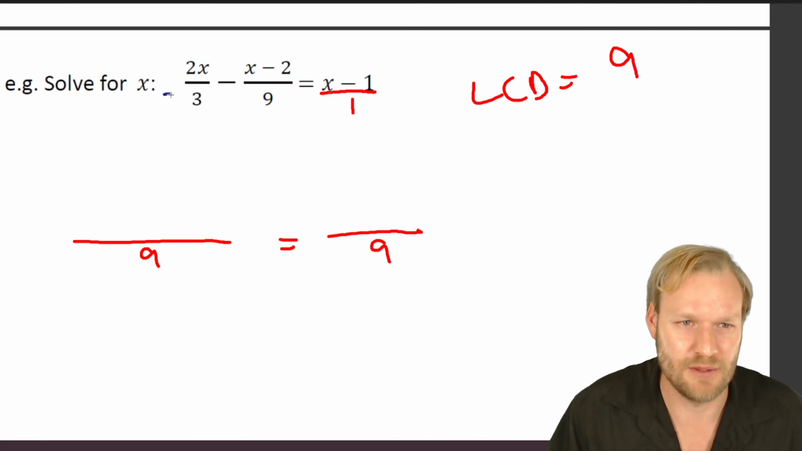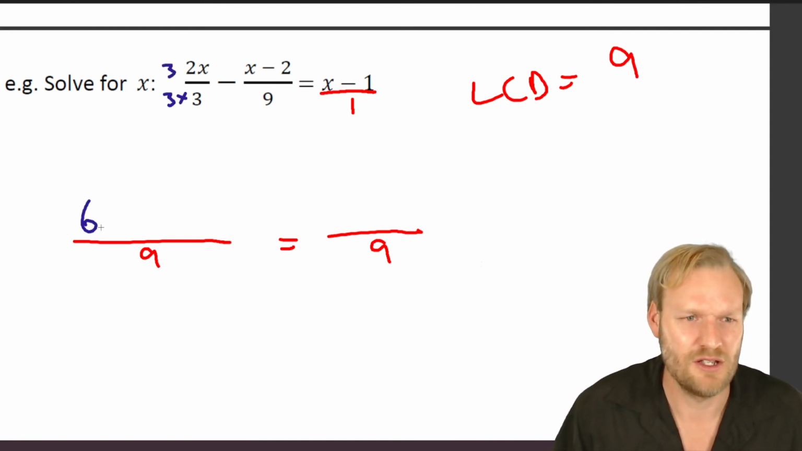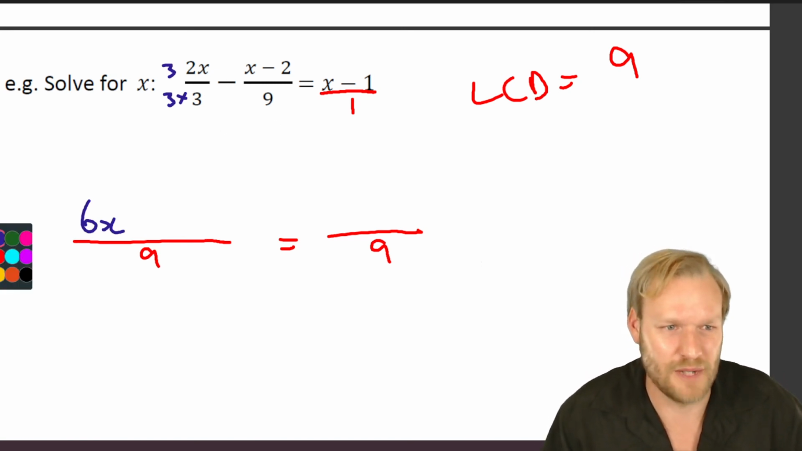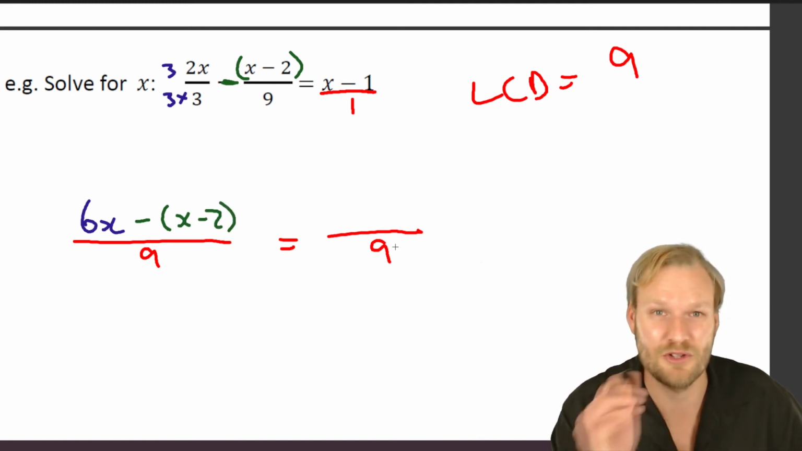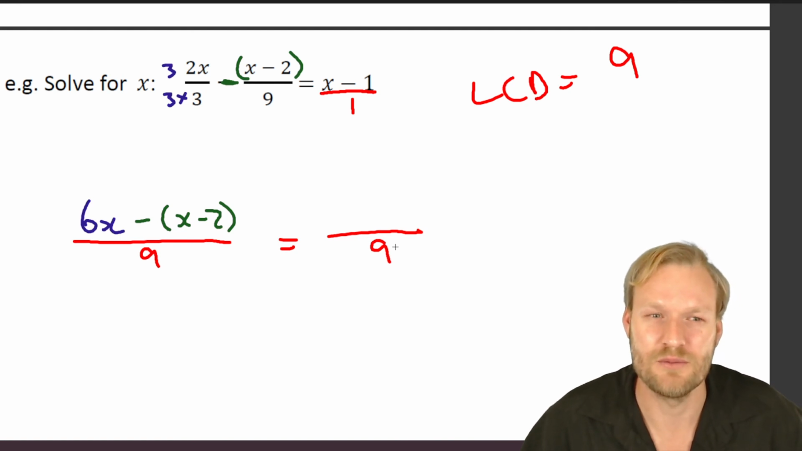So this needs to be multiplied by 3. What you do to the bottom, you do to the top. 3 times 2x, you know what? May as well write 6x over there. And we've got minus. So let's go green. So this minus over here, minus, and we're subtracting this entire numerator. So notice how important those brackets are going to be. In fact, why are those brackets so important?